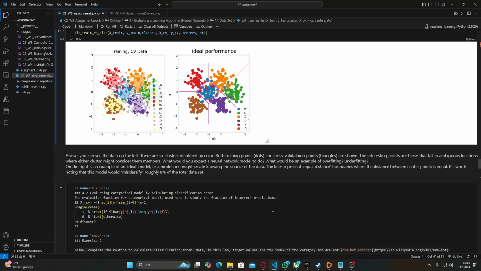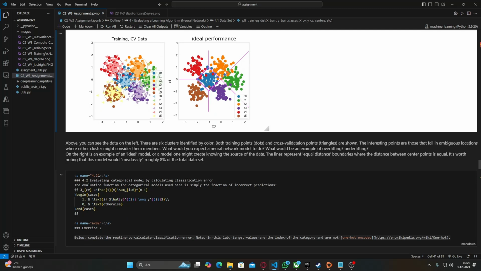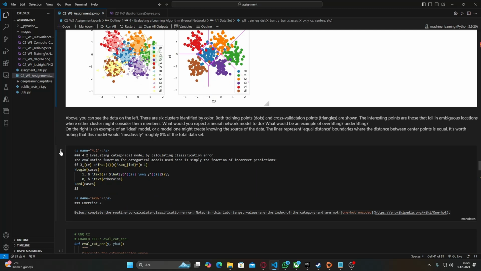What would you expect a neural network model to do? What would be an example of overfitting, underfitting? The one on the right is an example of an ideal model, or a model that might be created knowing the source of the data. The lines represent equal distance boundaries where the distance between center points is equal. It's worth noting that this model misclassifies around 8% of the total dataset.